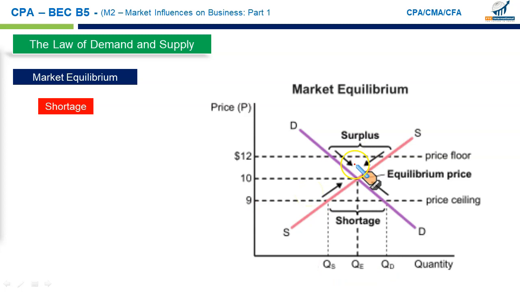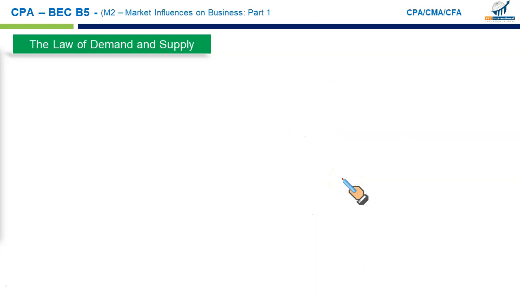Now let us say the price is $12. At this price the supplier is willing to supply more, but the customer is willing to buy less. So in this case, quantity supplied is more than quantity demanded. This is called a surplus. Again, this is not a situation that can sustain. It is not a stable situation. It is disequilibrium. What will happen? Since the price is high, the customers will not be willing to buy, so the supplier will have to lower the price, and the price will fall back to $10, and the market will attain equilibrium again.